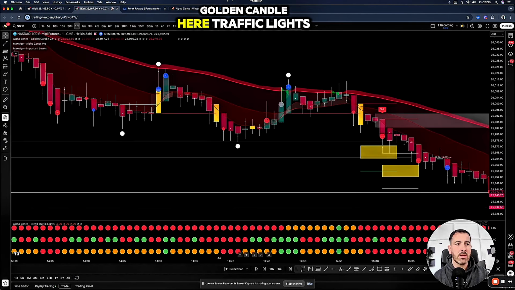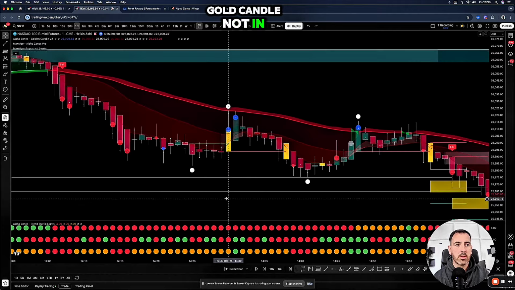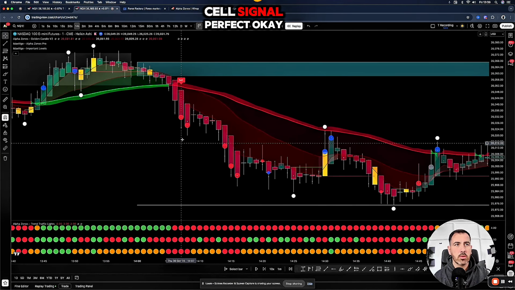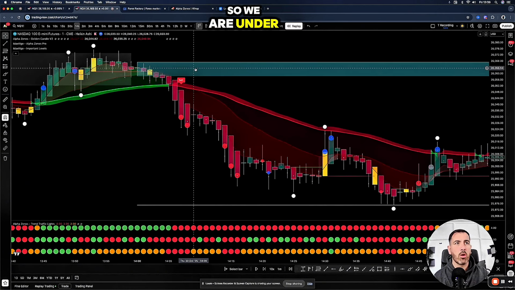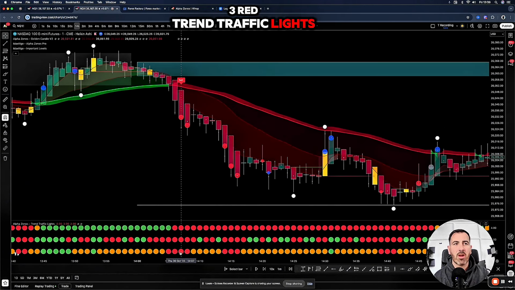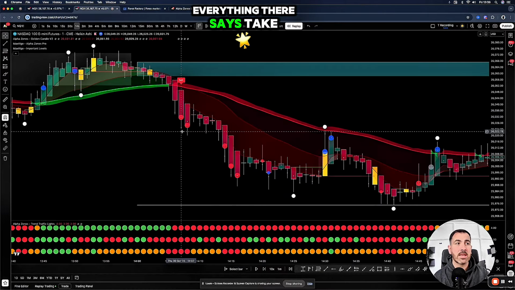Golden candle here, traffic lights don't align. Golden candle, not in the direction. Sell signal, perfect. Okay, so we are under the hourly. Our trend wave has gone red. 3 red trend traffic lights. We've got bearish volume. Everything there says take the trade.